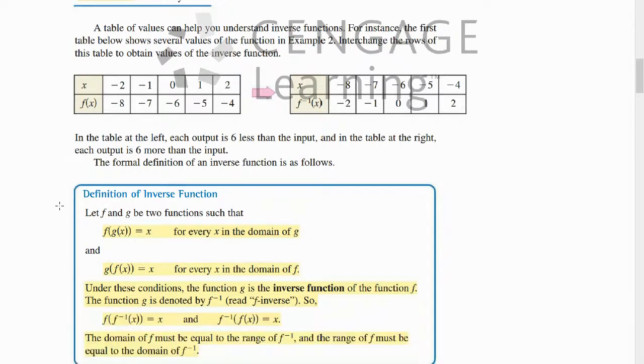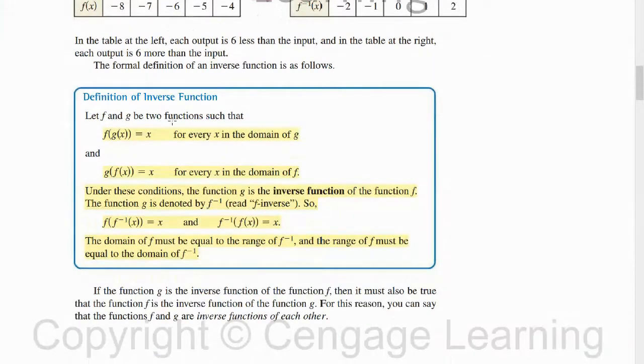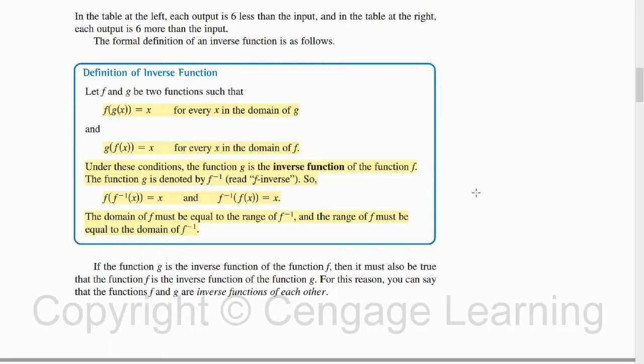All right, so here's a more formal definition. If f and g are two functions, and you can do f of g of x and get x, and you can do g of f of x and get x, then under these conditions, these two are inverses. So you can call the first one f and the second one f inverse. So instead of calling it f and g, let's call it f and f inverse. Doesn't matter which one's considered the inverse because they are inverses of one another. So the domain of f will be equal to the range of the inverse, and the range of f must be equal to the domain of the inverse. So again, this idea of the domain and the range basically flip-flopping.